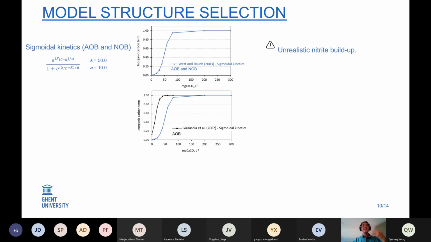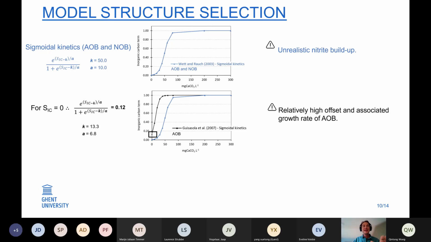Further on, we have a different set of parameters, but also using the same sigmoidal kinetics. But in this case, look at this black curve in this graph in the central part of the slide right now. If you look into the black square, which we are highlighting, this value of 0.12 refers to a relatively high offset and associated positive growth rate of AOB, even when we have no substrate, even when inorganic carbon is 0. Okay, that's a problem of this approach.